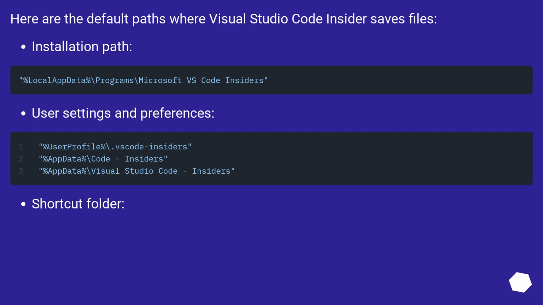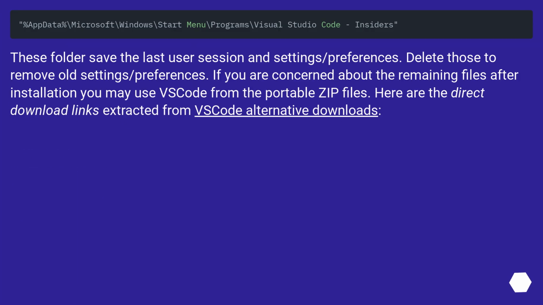Here are the default paths where Visual Studio Code Insiders saves files. Installation path, user settings and preferences, shortcut folder. These folders save the last user session and settings/preferences. Delete those to remove old settings/preferences.